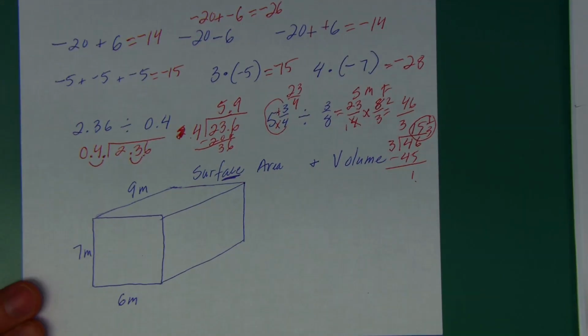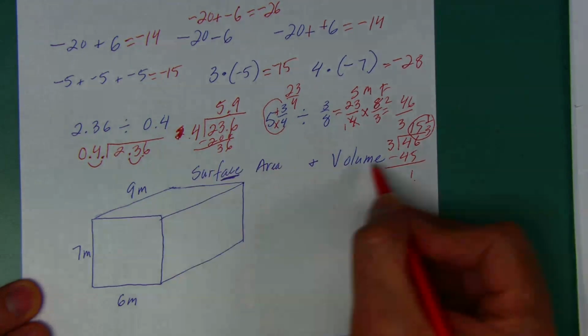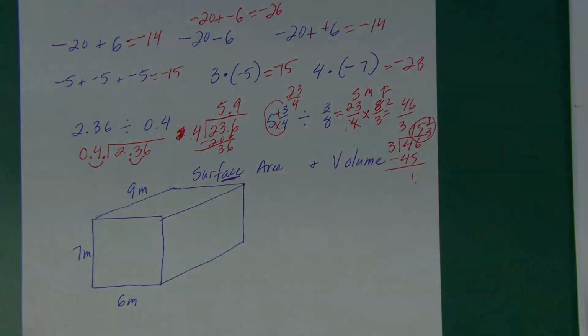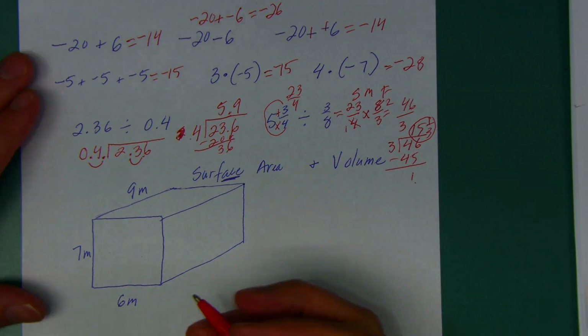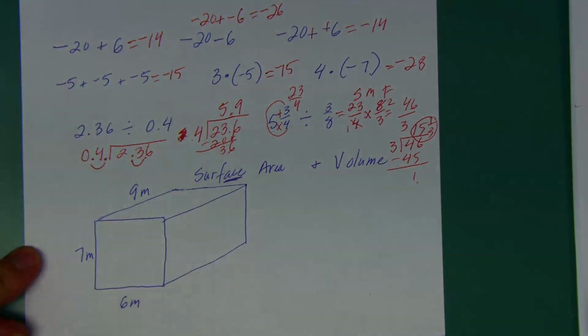Wait, there's only one there, Mr. Davis. No, I got to do 2 things, right? I got to get the surface area and the volume. Remember, the surface area is like how many stickers would it take to cover it? Okay? And to get the surface area of a, what's that shape?